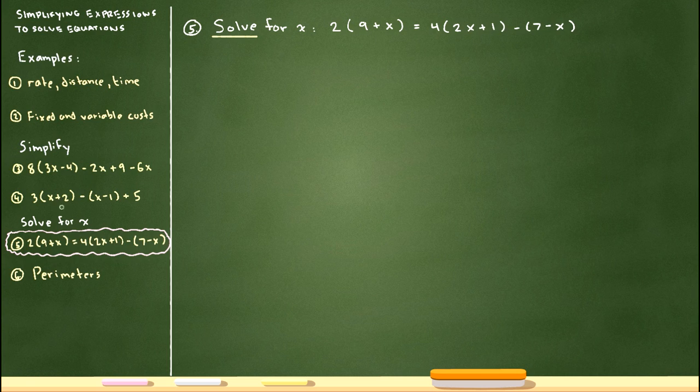Well, we just talked about the distribution, so that would be a good idea here. We're going to have 2 times 9 and 2 times x on the left side. So we're going to get 18 plus 2x. Now we have equals. And over on the right side, you know, could we distribute the 4 and could we distribute the negative?